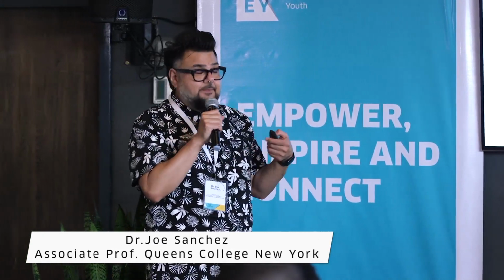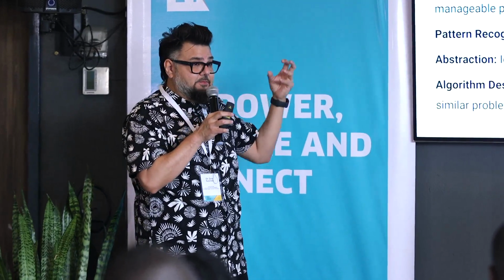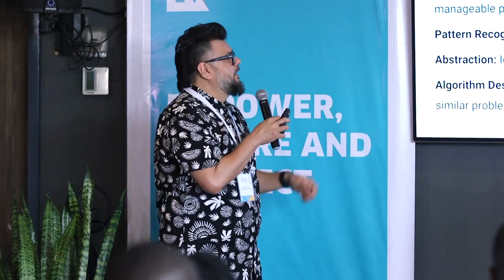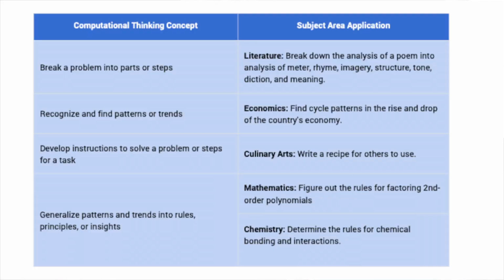So one more time, what is computational thinking? Computational thinking is a problem-solving process that includes a number of characteristics and dispositions. It's essential to creating computer applications, but also for general problem solving. And what we want to do, one more time: decomposition, taking a problem and breaking it down into smaller, more manageable pieces. Pattern recognition, observing patterns and trends, regularities that are happening within your data. Abstraction, identifying the general principles and then trying to generate the patterns. And then algorithm design, developing step-by-step instructions or programs that can run and solve these types of problems or similar ones.